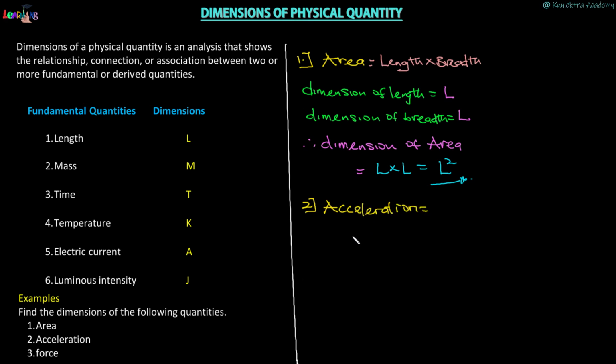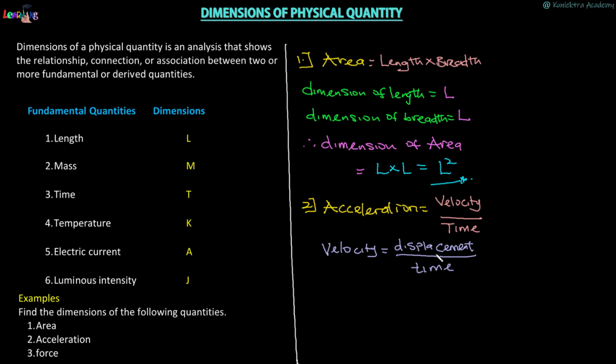Acceleration. Now, what is the formula for acceleration? That's the first thing that should come to your mind. The formula for acceleration is velocity divided by time. Now, do you have the dimension of velocity in the fundamental quantities? No, which means you have to solve for velocity. Look for the dimension of velocity. Now, velocity has a formula of displacement over time.